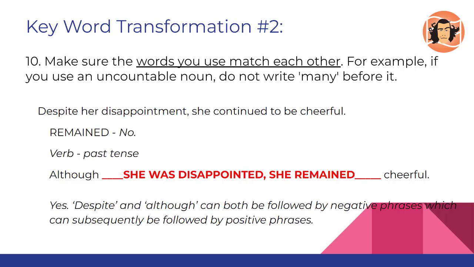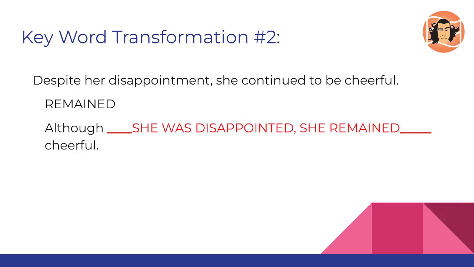So, she was, that's correct, it's not she were, it's not she is, it's in the past. She was disappointed. Okay. She remained. I think that's fine. I think the words do match each other. And there you have it. That is the correct answer.